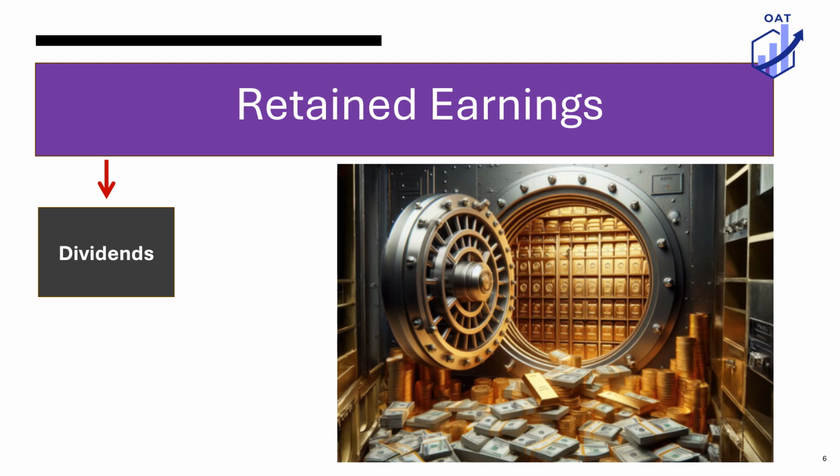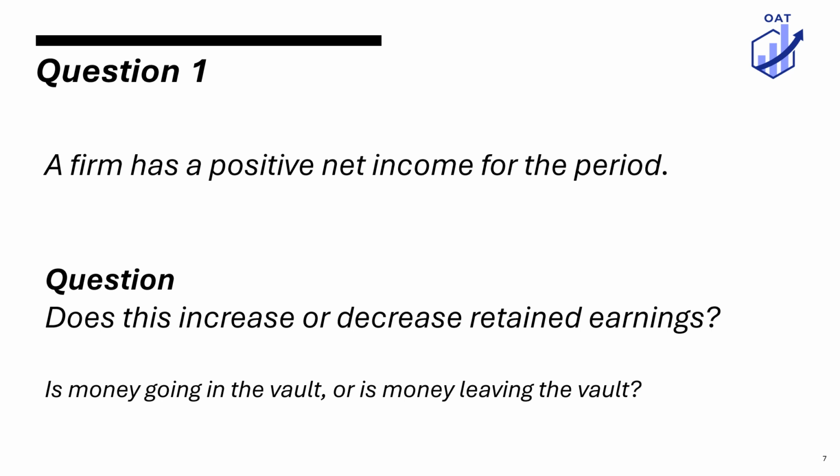Let's go. Ready for some questions to test your learning? I know you'll do great. Okay, question number 1. A firm has a positive net income for the period. Does this increase or decrease retained earnings? Is money going in the vault or is money leaving the vault?